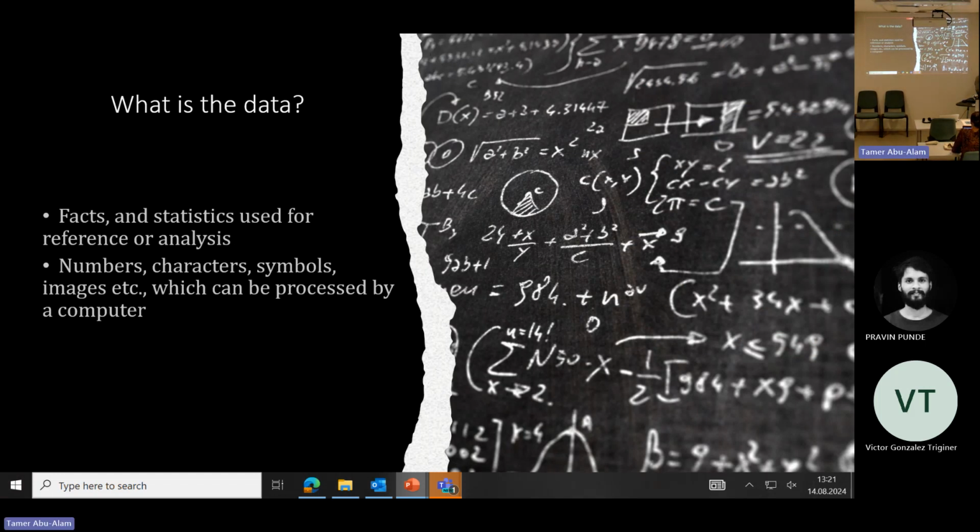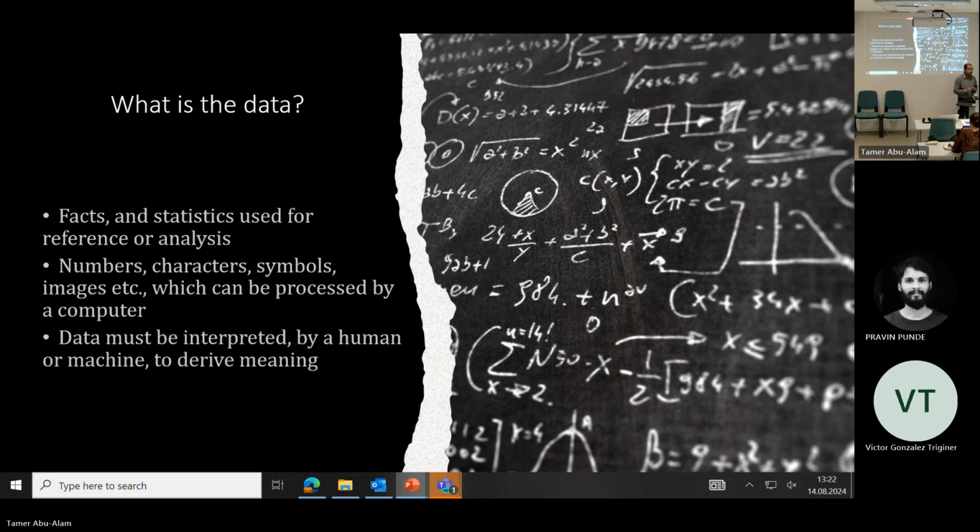The data: facts, statistics used for reference or analysis, numbers, characters, symbols, images, etc., which can be produced by a computer or by a human. We need to add human here in this text. So anything that is produced by us, by a computer, by a calculator, by any means, is data. Data must be interpreted by a human or machine to deliver a meaning or not. It doesn't matter. It can deliver meaning or no meaning. But the most important thing that you need to know, and this is one of the things that you can get in the exam, is that the data is meaningless.